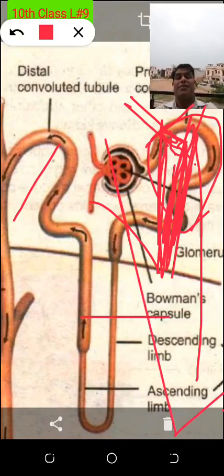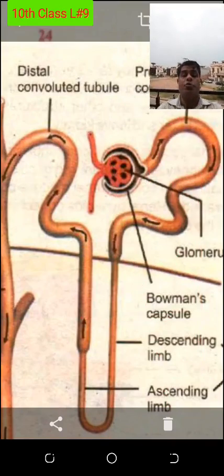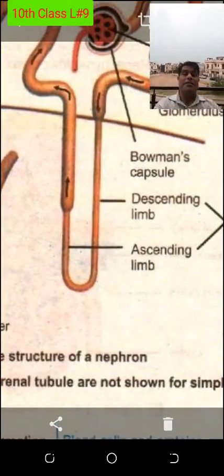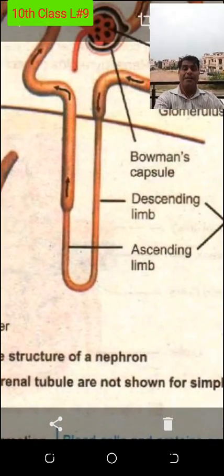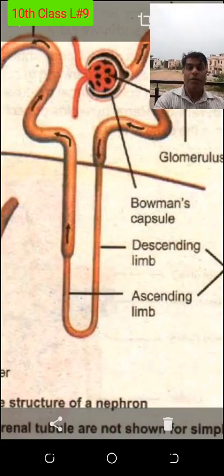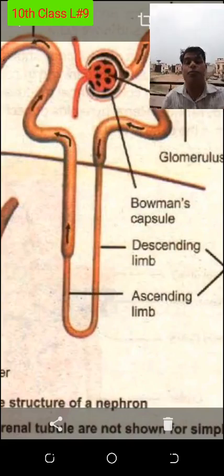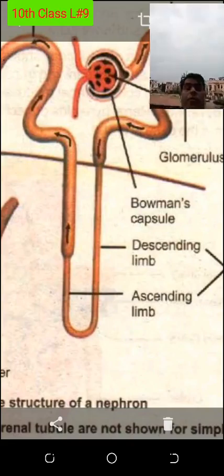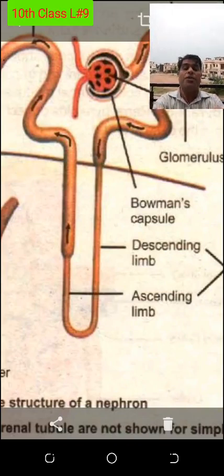What is the function of the second part, the Henle's loop? It has two limbs, the descending limb and the ascending limb. The descending limb will absorb water as required by the body. That's why I was telling you that kidneys are osmoregulatory organs as well. If you need more water in the body, more water will be absorbed in the descending limb into the peritubular capillary, which is part of the circulatory system, part of your body, and the water will not go out.